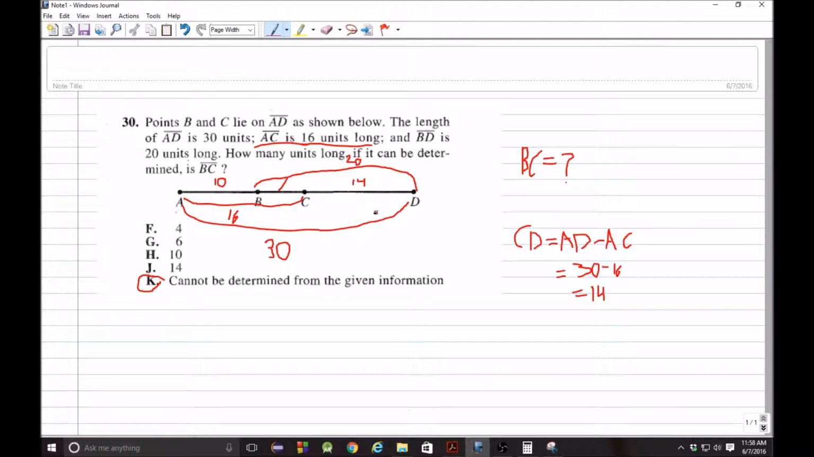Remember, BC equals BD minus CD. Remember that BD equals 20 and CD equals 14, which equals 6. I'm sorry guys, I messed up there.